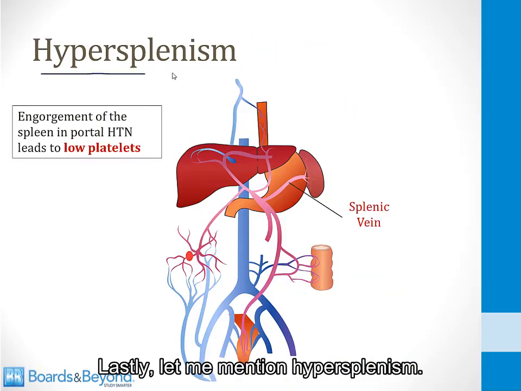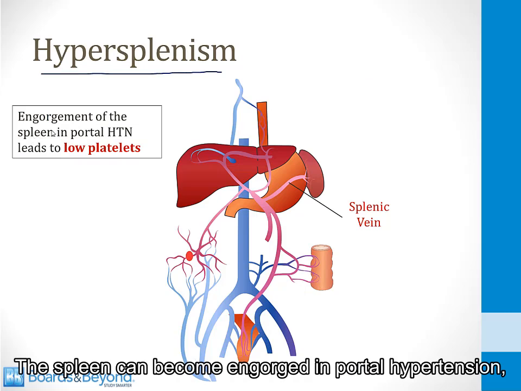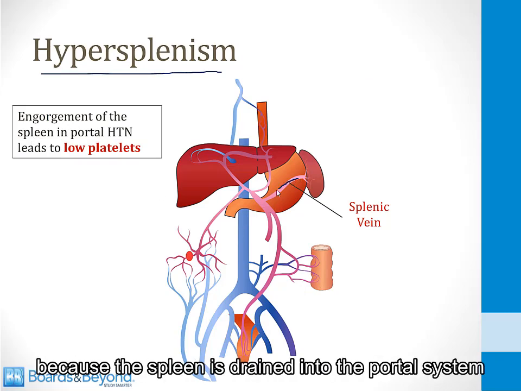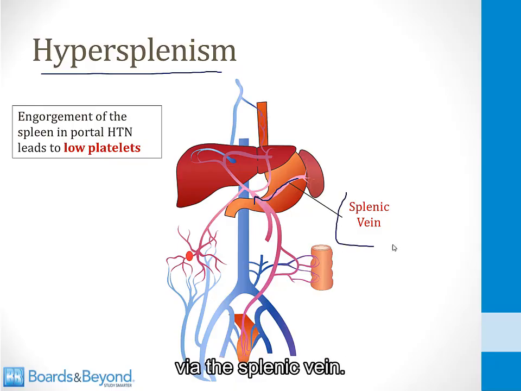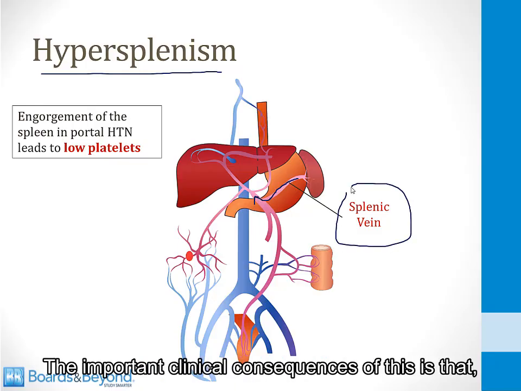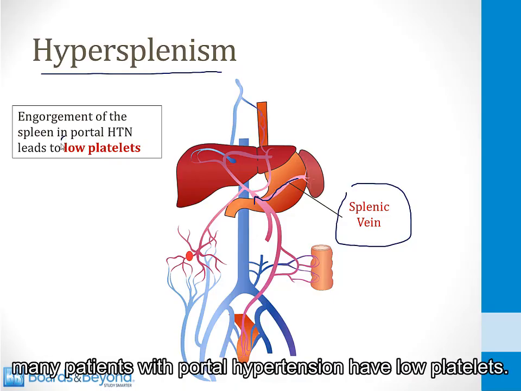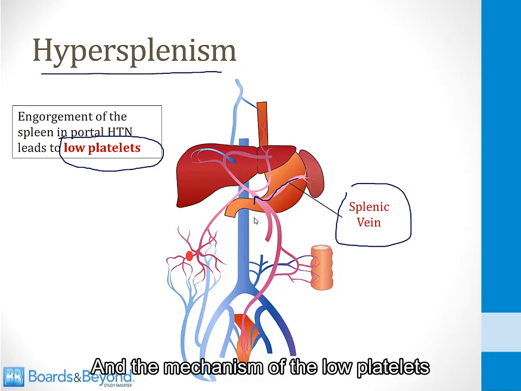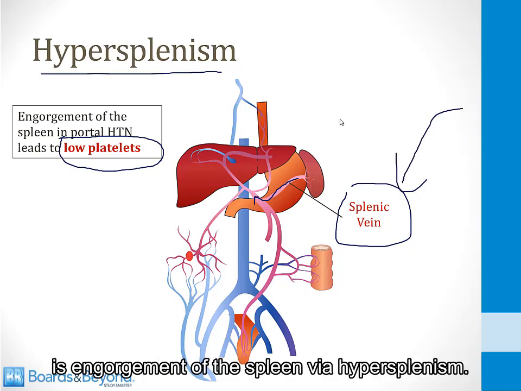Lastly, let me mention hypersplenism. The spleen can become engorged in portal hypertension because the spleen is drained into the portal system via the splenic vein. The important clinical consequence of this is that many patients with portal hypertension have low platelets, and the mechanism of the low platelets is engorgement of the spleen via hypersplenism.